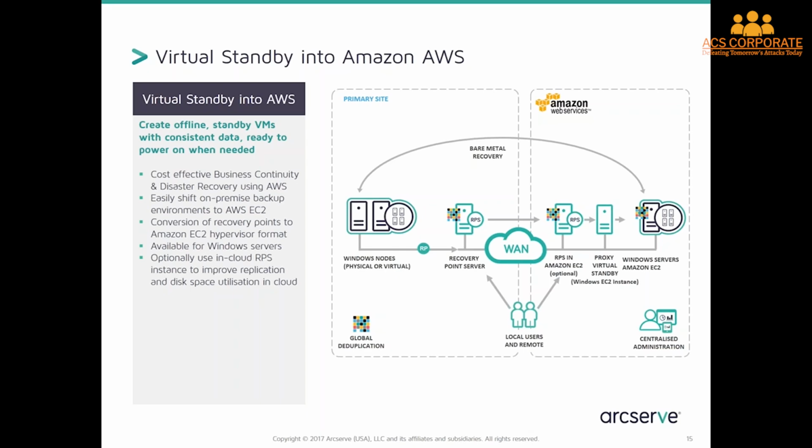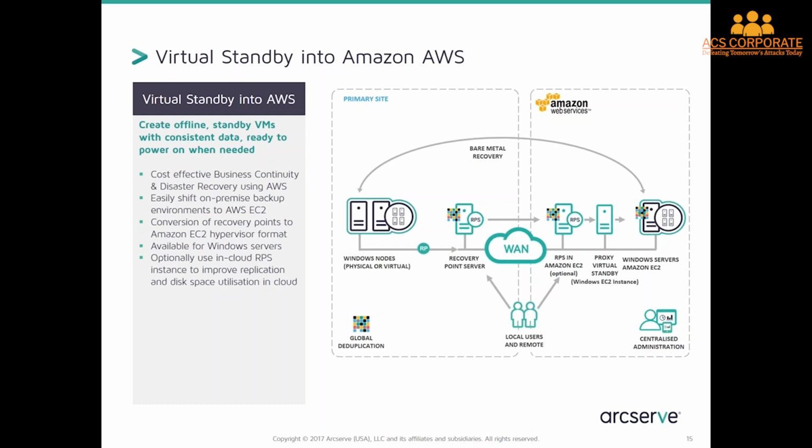What we can also do, if we're using an RPS server in EC2, is replicate the recovery point from one RPS to the other. What this does is it lets us replicate the deduped data, which makes it a WAN optimized replication. And if we do the creation of the virtual standby from the RPS in the cloud in EC2, the data is local to the cloud, which will make that conversion and creation quicker.